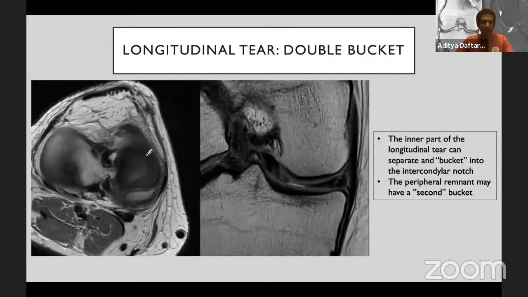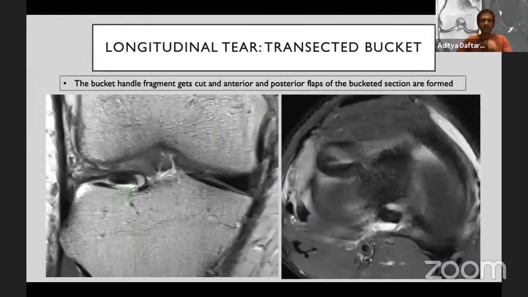Okay. Rarely we can see double buckets. So here you can see on this axial image that here is a bucket handle tear with one meniscal fragment here. And then from this posterior horn, there's a second fragment here. So this is a double bucket tear over here.